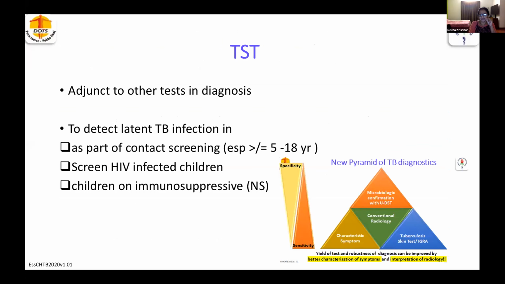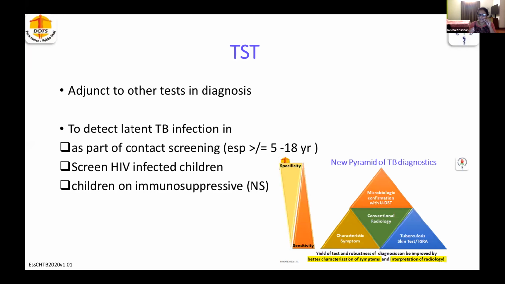The most important point about the Mantoux test is that it is used to detect latent TB infection, and that can be done as part of contact screening. For children less than 5 years, anyway, we are giving INH prophylaxis for tuberculosis if there is no disease in a contact. But in a child between 5 and 18 years also, you can identify latent TB infection and give INH prophylaxis if needed, according to the latest guidelines. So as part of that also, Mantoux is important.